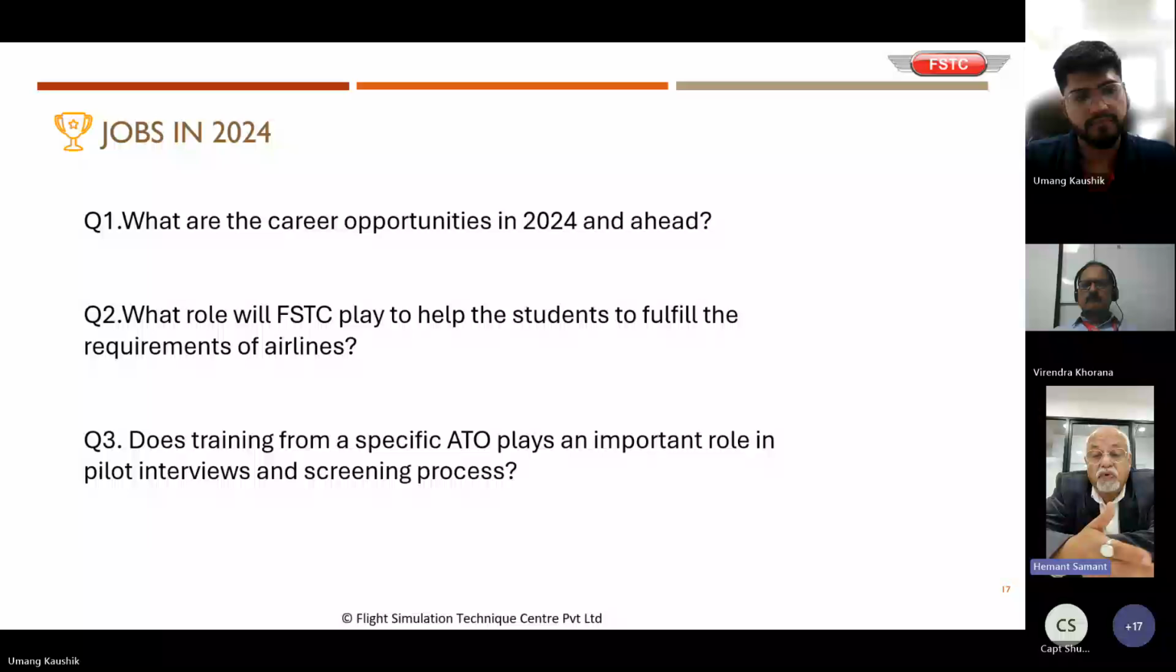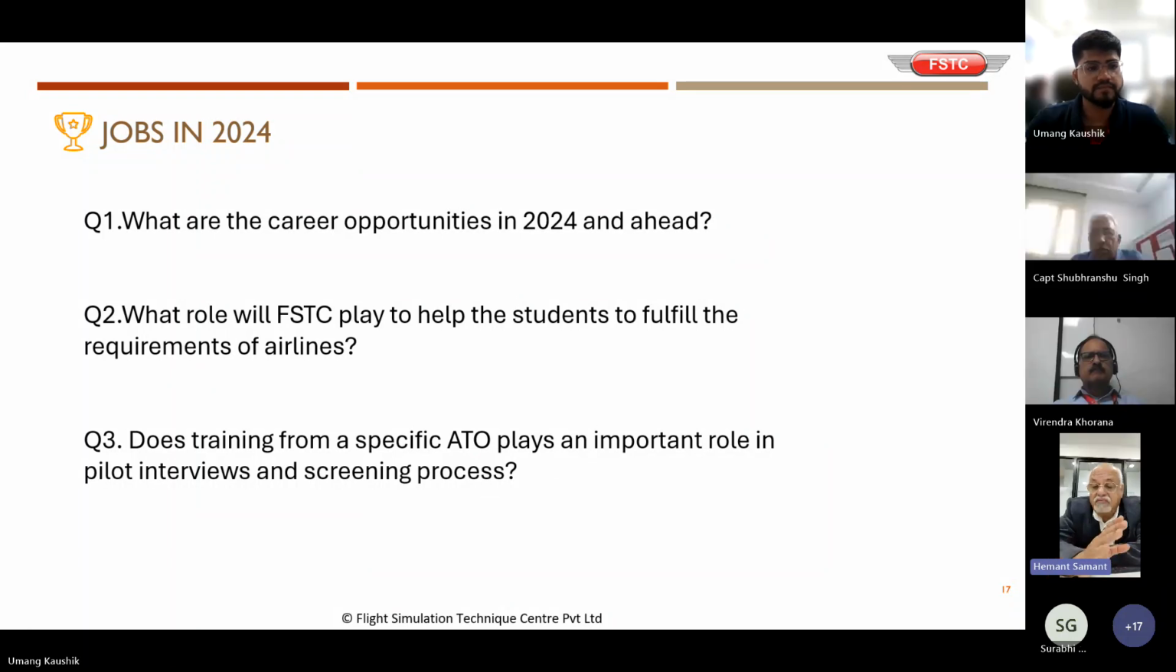And when they come to know Captain Shubhranshu has been on the other side, he has been head of training and on interview panels of airlines, his response to the trainees who appeared from an FSTC background was different because he realized that we train you in the best possible way. I can't say the best, but among the best possible ways, at a price which is best anywhere in the world.